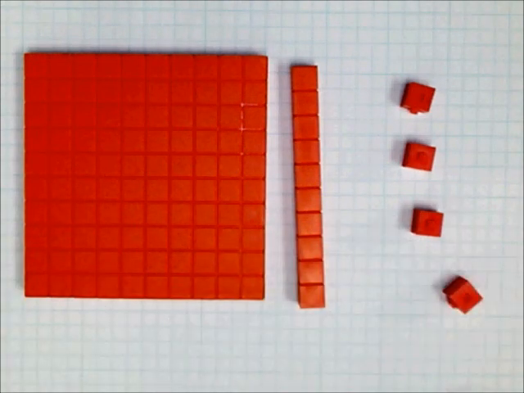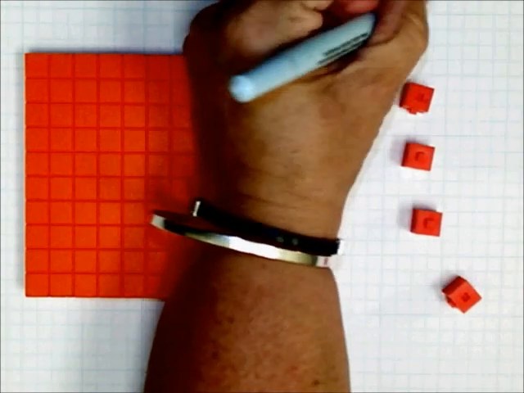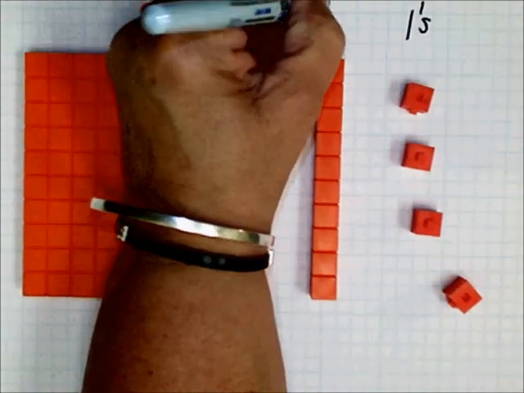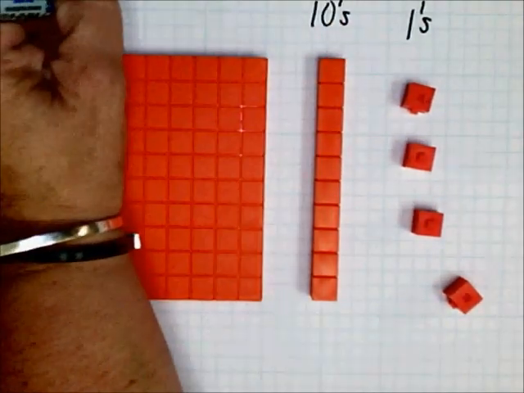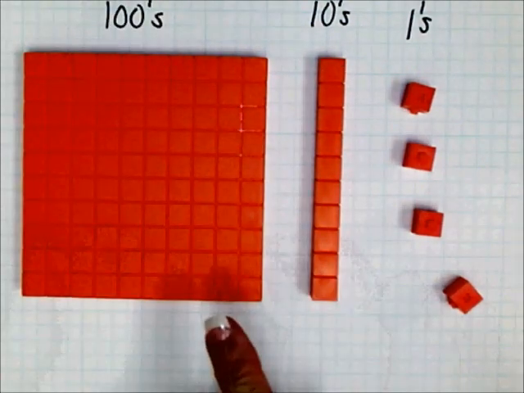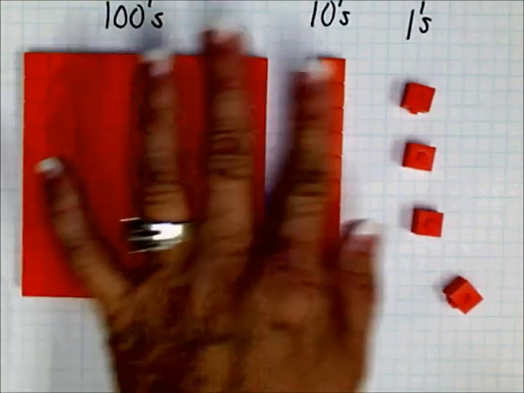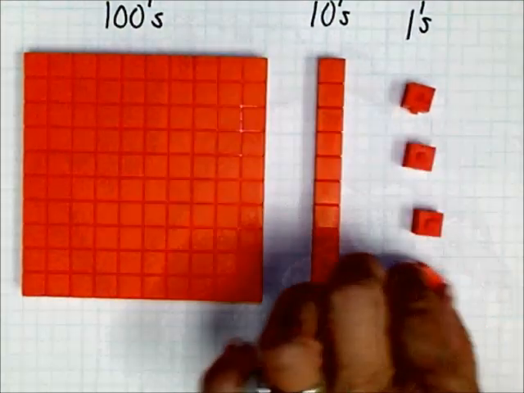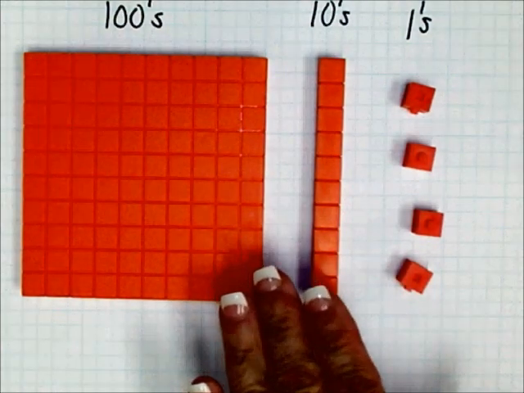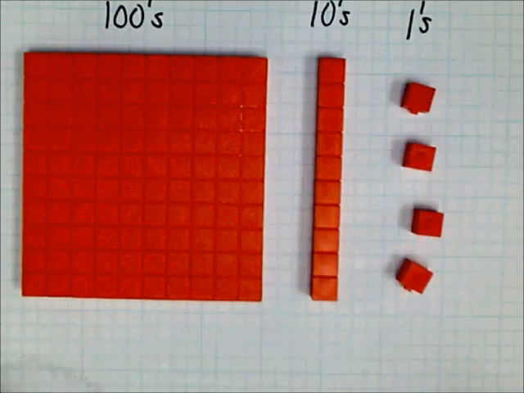So this represents units or ones. This represents tens, and this represents hundreds, because that's what it takes for each of these different manipulatives. There are 100 units here, there are 10 units here, and each of these is just one unit. So everything that we're going to be doing is based on modeling with those manipulatives.